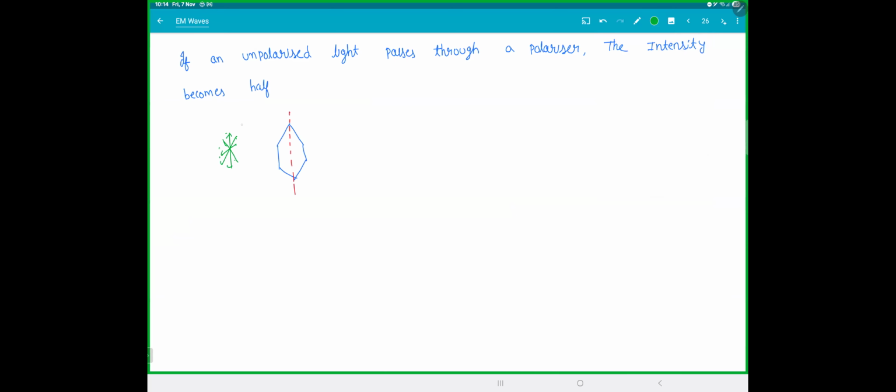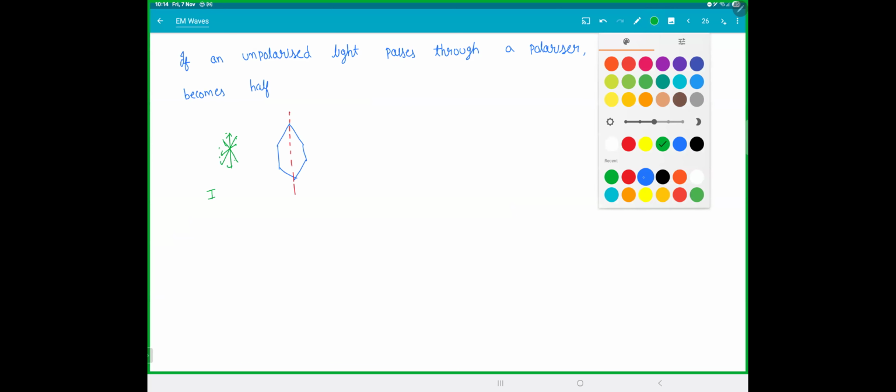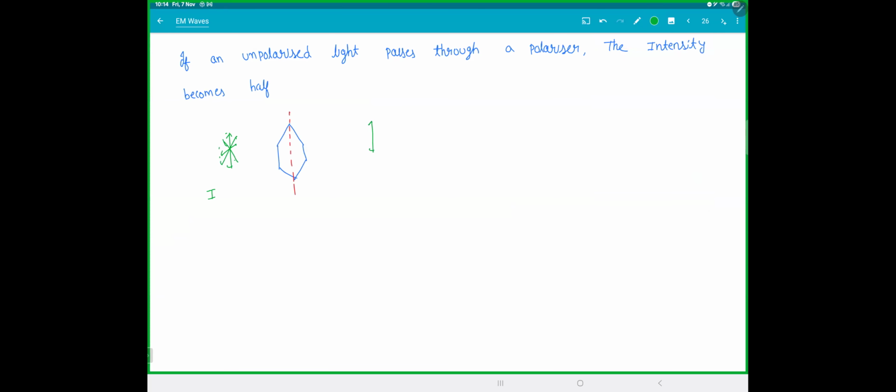So if you're sending this, let's say intensity I, you will get light only in this direction whose intensity becomes I by 2. So if you send unpolarized, you'll get polarized. So whenever you wear sunglasses, the brightness actually becomes half.